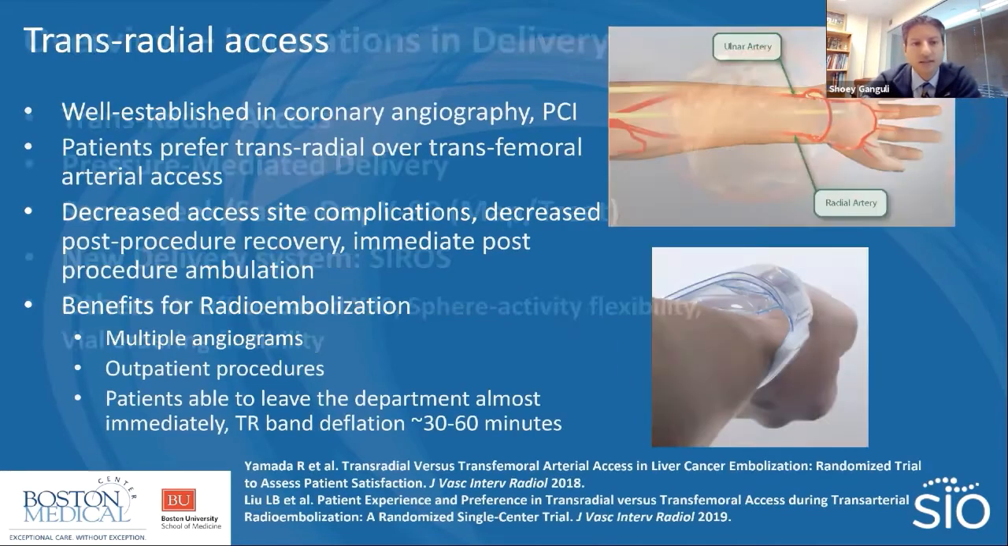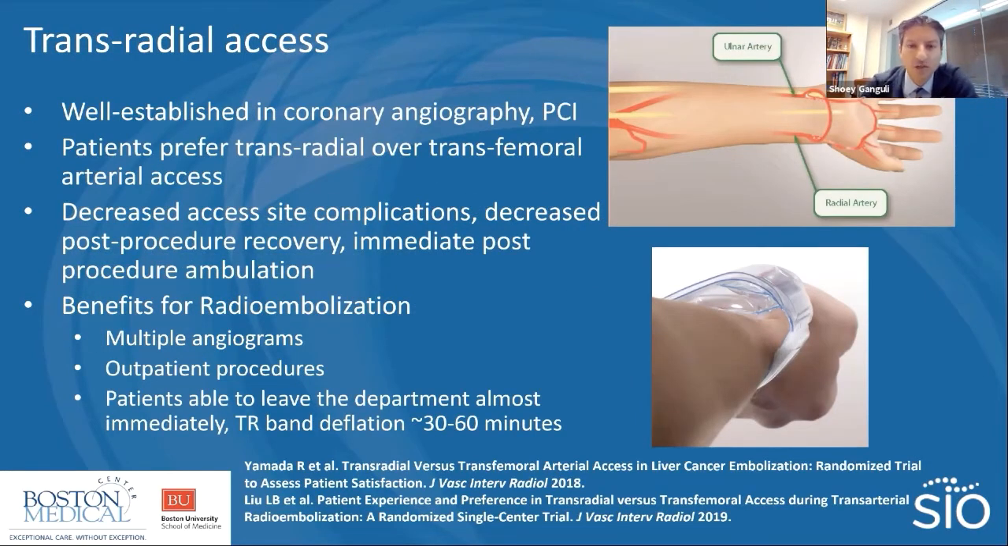So transradial access really came from our cardiology counterparts, and it's well established now in coronary angiography and interventions. And one thing we can say from the cardiac literature as well as the IR literature now is that transradial access is really preferred over transfemoral by the patients. There are decreased access site complications, decreased post-procedure recovery, and you can immediately ambulate post-procedure. And when it comes to radioembolization or even liver-directed therapies in general, there are some beneficial things here.